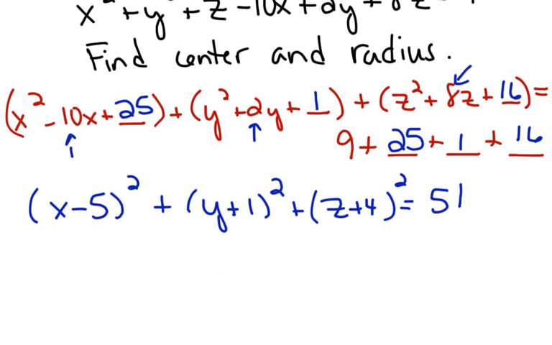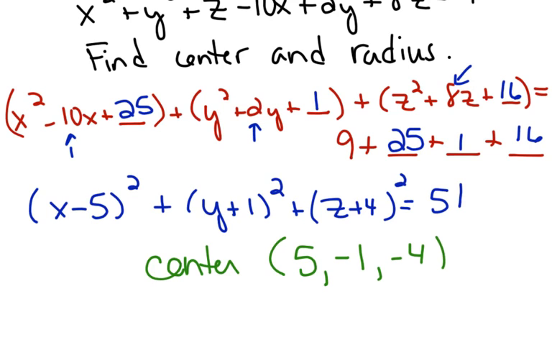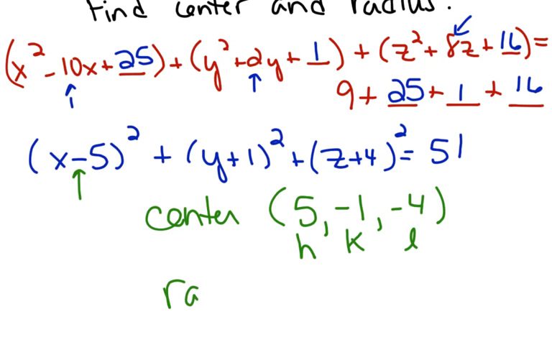So the center of this sphere is going to be the ordered triplet (5, -1, -4). Remember that the general formula has a minus sign already here, so you're basically telling me the opposite of h, k, and l. And then the radius is going to be the square root of 51.